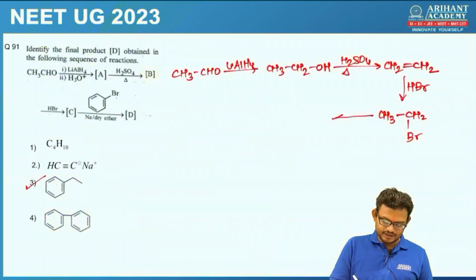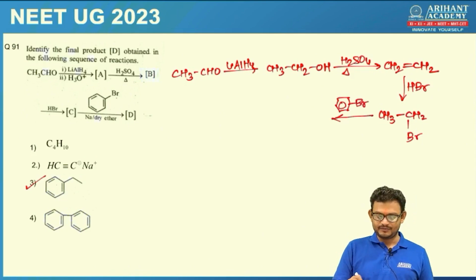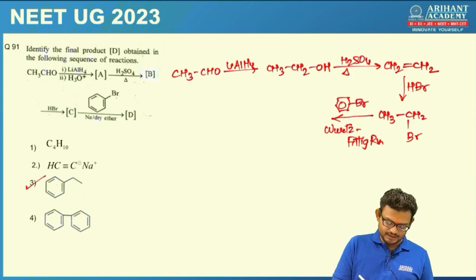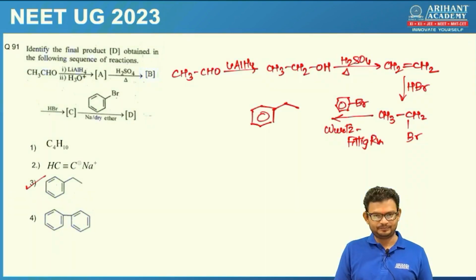and then it is made to react with bromobenzene. So ये reaction का नाम तो हम लोग भी जानते हैं. This is Wurtz-Fittig reaction, and the product formed would be this. So the correct option is C. Quite a simple one. Let's move to the next.